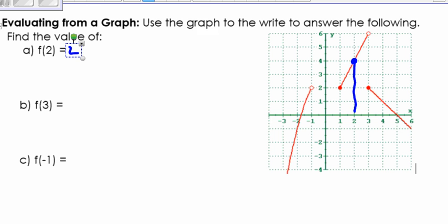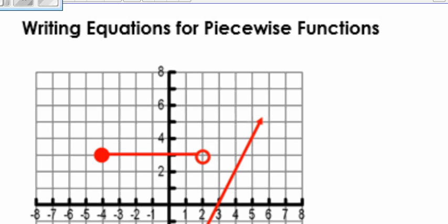Do the same thing for 3. Now at 3, we have a hole at 6 and a point at 2. The value is 2. Holes don't hold a value because they're not actually on the graph. And then f of -1, we look at -1, all we have there is a hole, so it's going to not exist. It does not exist. Okay? So we've evaluated based off the graph, we've evaluated based off the equation.